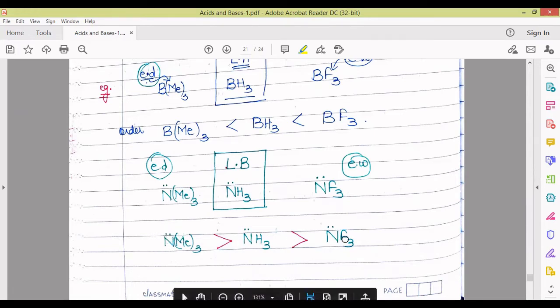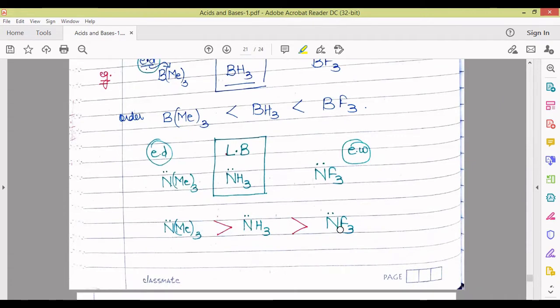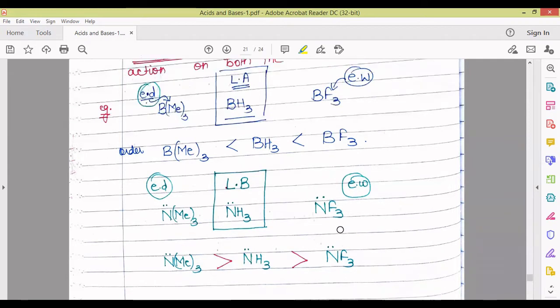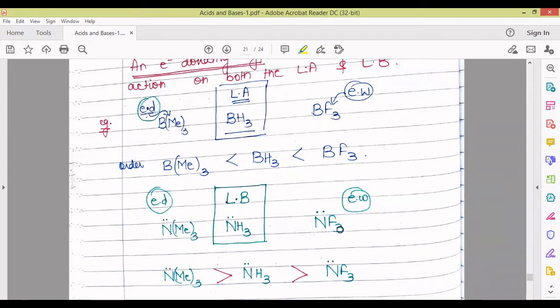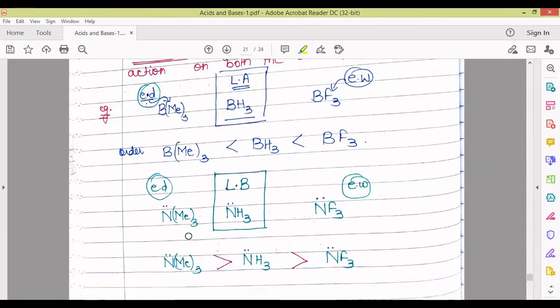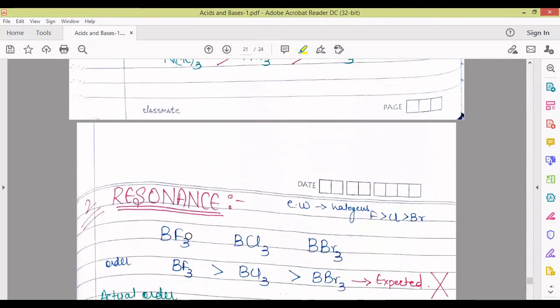And fluorines, what are they doing? They are extracting the electron density from nitrogen. That means they are making it electron deficient, so now it will be difficult for nitrogen to donate the electron. So Lewis basic character is increasing with the electron donating group and decreasing with the electron withdrawing groups. I hope it is clear what the effect of electron donating and electron withdrawing groups is: electron withdrawing groups have a minus I effect, and electron donating groups have the plus I effect on the Lewis acids and bases.